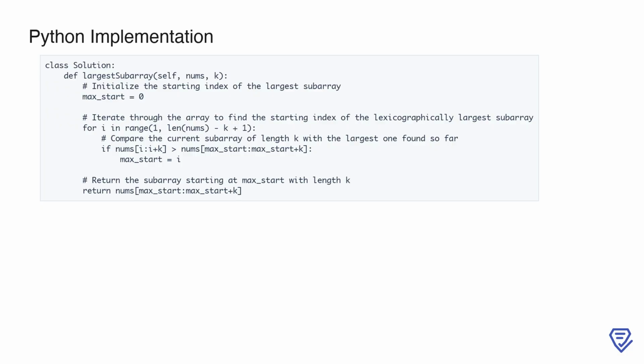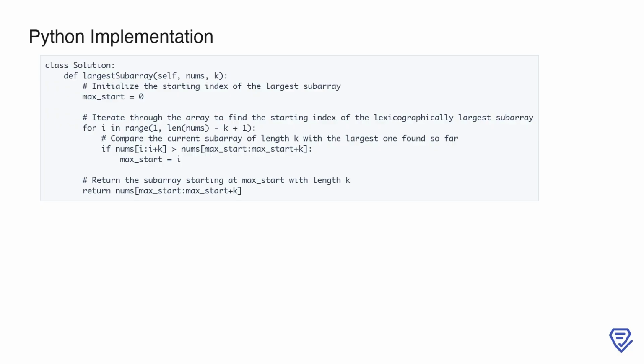This implementation solves the LeetCode problem number 1708, largest subarray length k. The task is to find the lexicographically largest subarray of length k in the given list nums. We start by defining the class Solution and implementing the largestSubarray method. The method takes two arguments, nums, the input list of integers, and k, the desired subarray length.